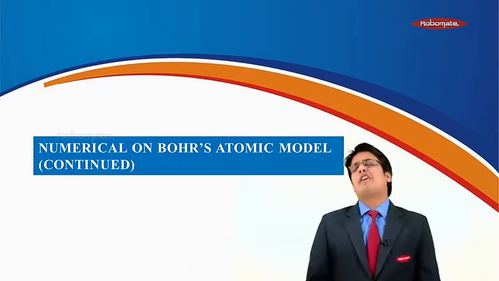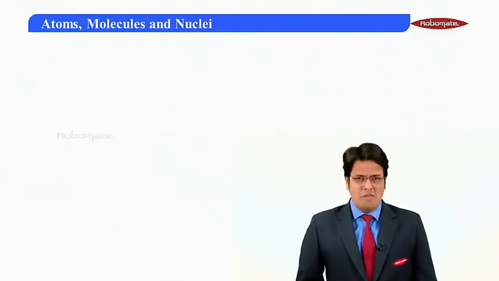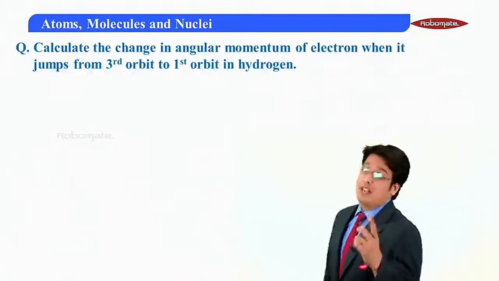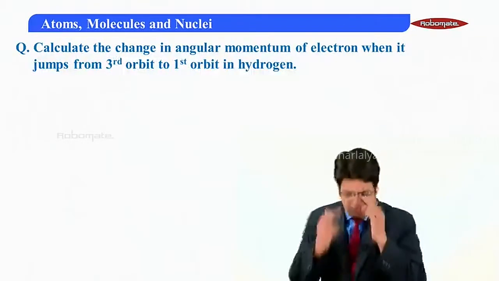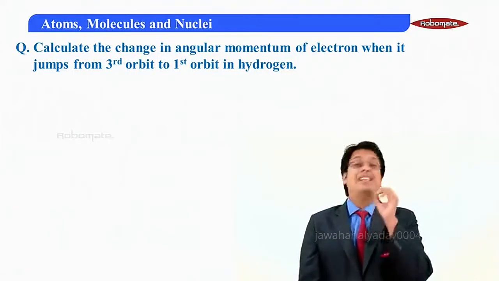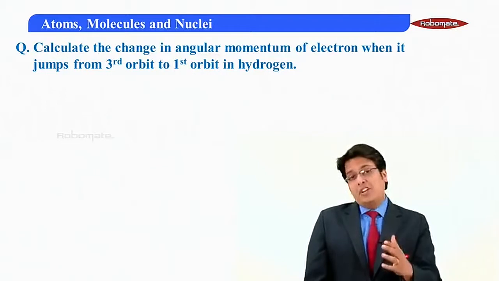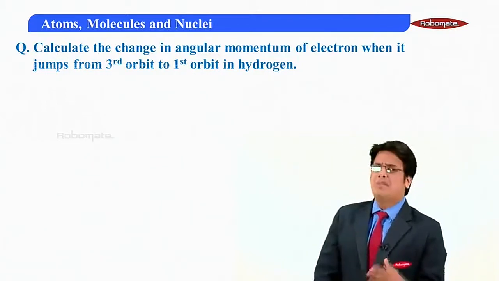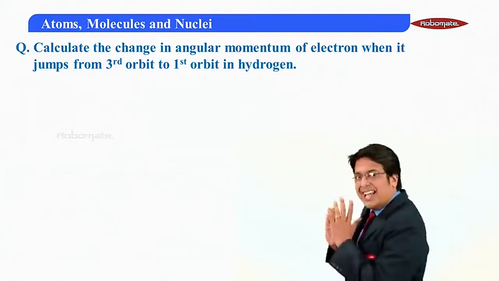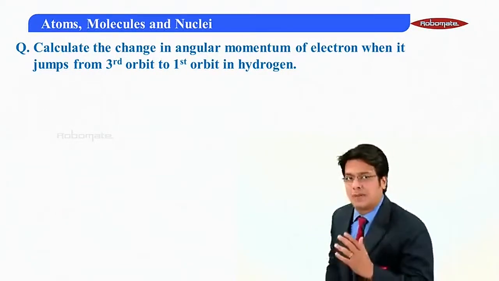Continuing the saga of our numericals, dear students, on Bohr's postulate, here we are. Calculate the change in angular momentum. When I say angular momentum, in my mind what is getting registered is L, of the electron when it jumped from third orbit to first orbit. Well, first thing, before I analyze the problem, let me understand the concept.